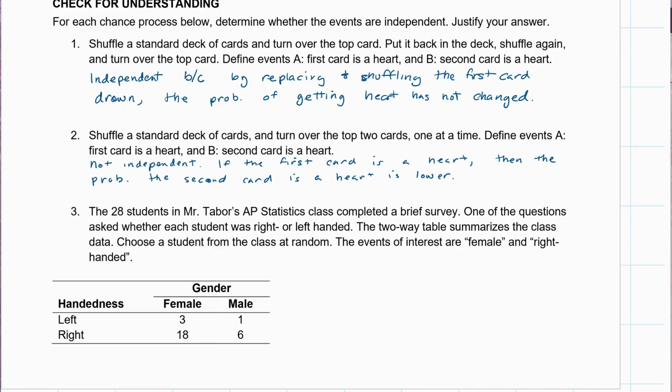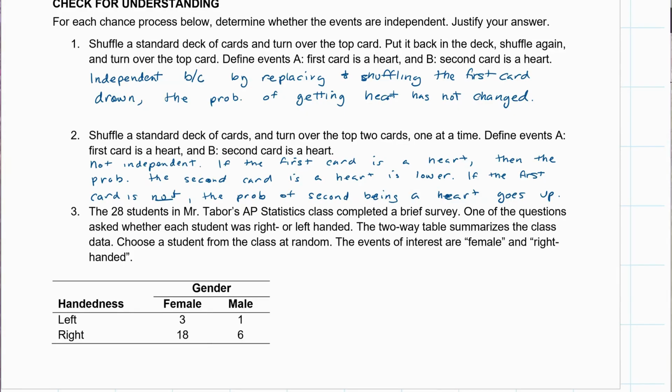And I could say the same thing again. Basically, if the first card is not a heart, the probability of the second card being a heart goes up. So in other words, regardless of the outcome of the first one, the second probability changes.